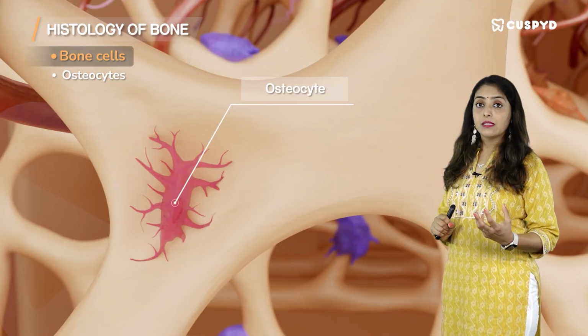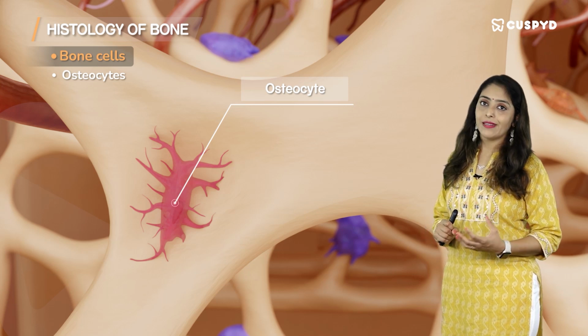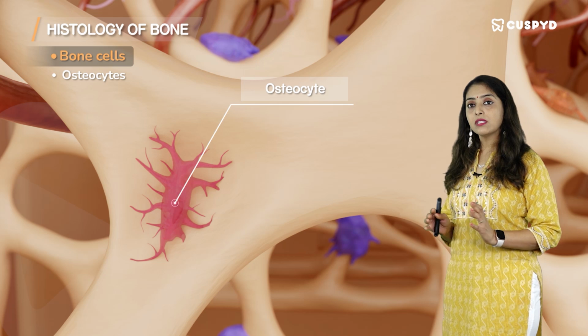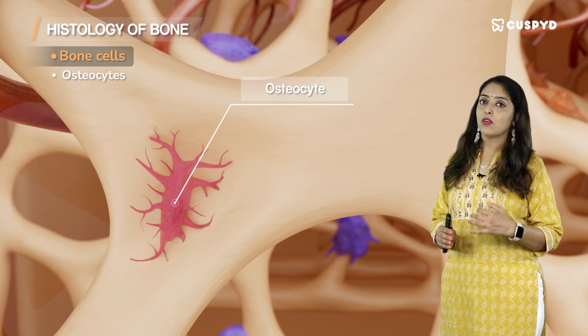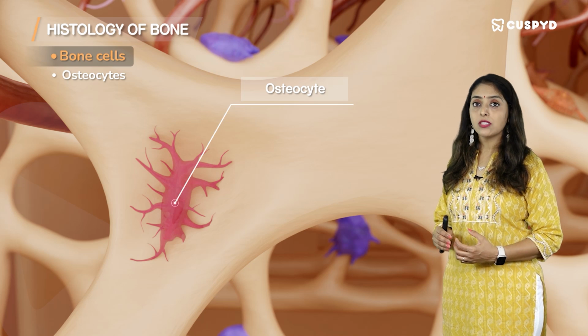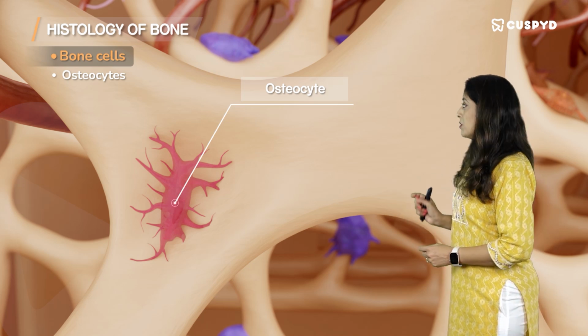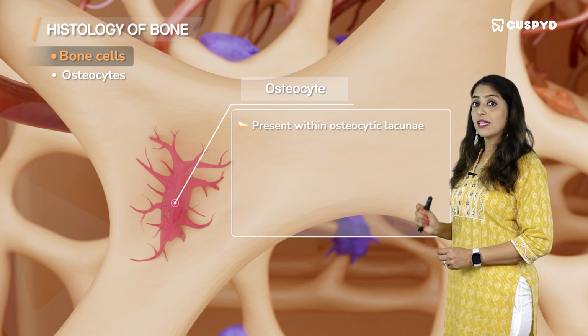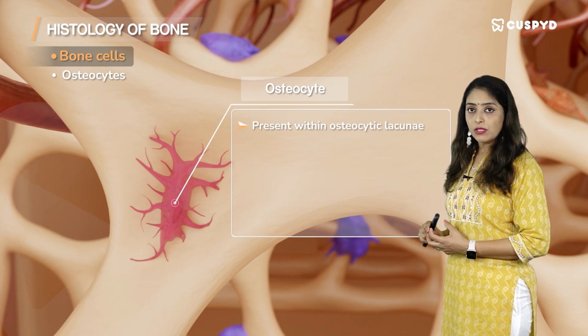Osteocytes. Cyte means something that is resting. So osteocytes are resting cells. They have lost the capacity to produce bone. So osteoblasts that were incorporated within the bone matrix during formation are called osteocytes. Osteocytes are present within the osteocytic lacunae. So it's an empty space which is containing the osteocyte.